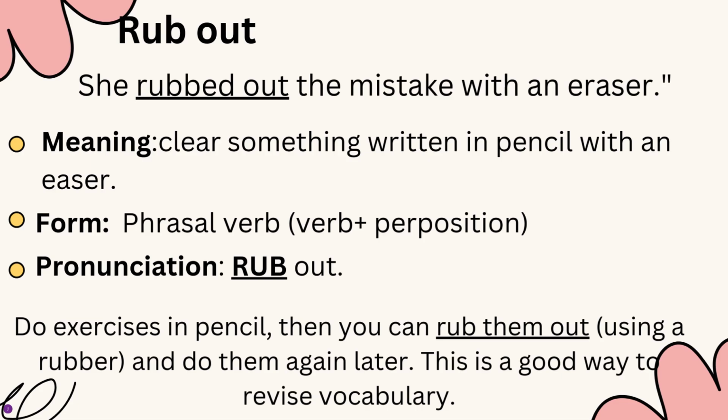The second thing is that you need to be careful with the pronoun. In the last example, do exercises in pencil, then you can rub them out. So instead of using exercises again, we use the pronoun them. We need to put the pronoun between the verb and preposition: rub them out. But in the first example, rubbed out the mistake. Mistake is not a pronoun, so you don't have to put it between the verb and preposition. Just rubbed out the mistake. But if it is a pronoun, rub them out.